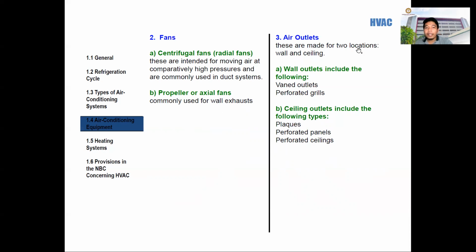And then we have air outlets. These are made for two locations, walls and ceilings. So they have two types. For walls, that is vane outlets or perforated grills. And then for ceilings, that is flush, perforated panels, and perforated ceilings for the air outlets.